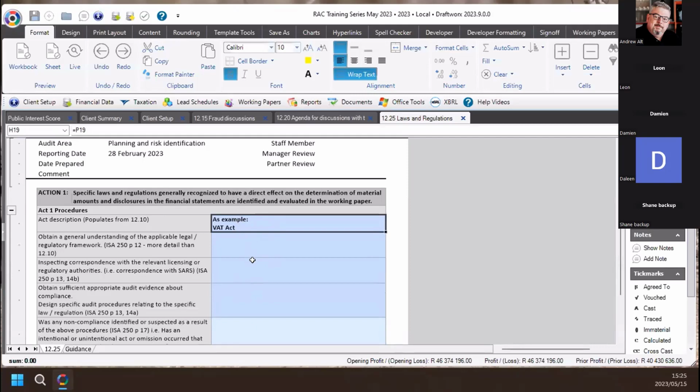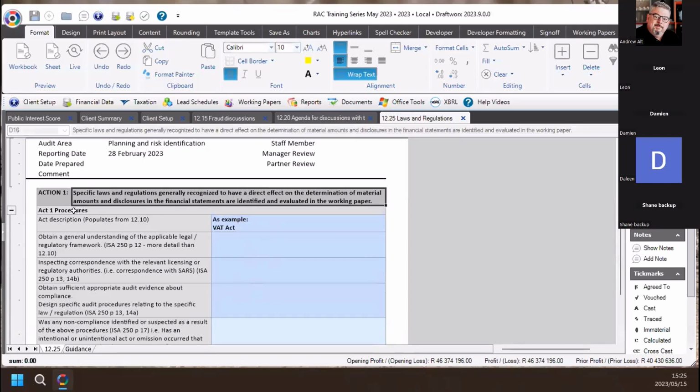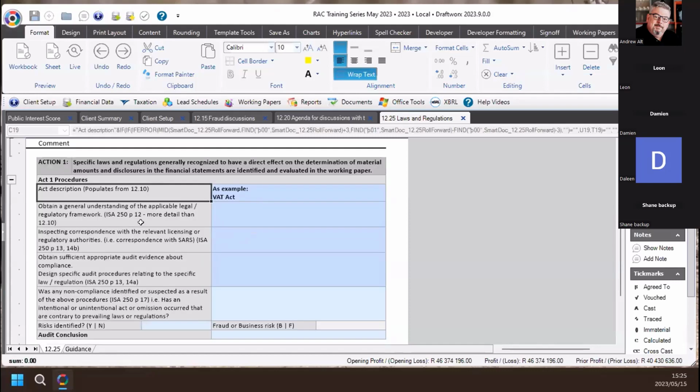which acts are applicable. But what we're looking for is specific laws and regulations recognized to have a direct effect on the determination of material amounts and disclosures in the financial statements. They need to be identified and evaluated on this financial statement. All right, so go and consider what is going to have material impacts on your financials in terms of amount or disclosure. We're not looking for acts that are going to have minimal impact on your financials. So we don't have to go and find all 500 acts that are enacted in South Africa and start documenting this information.